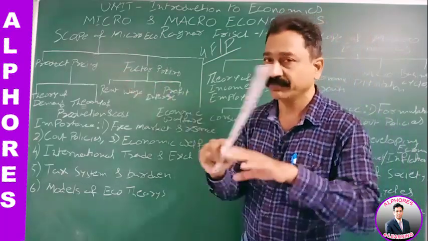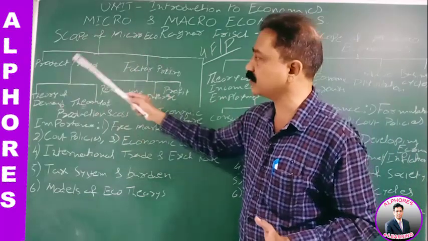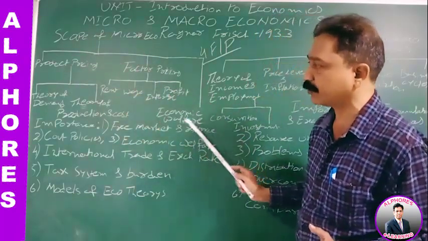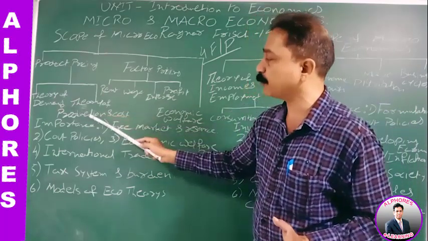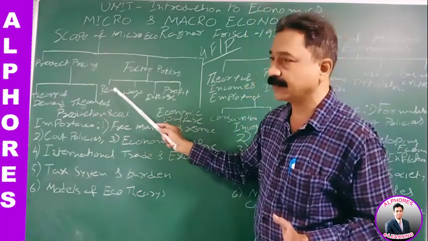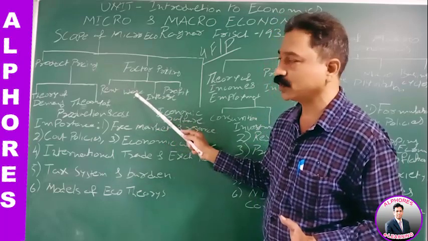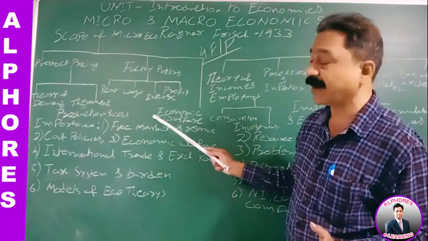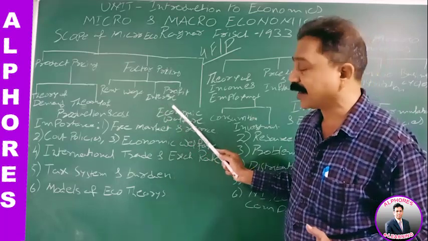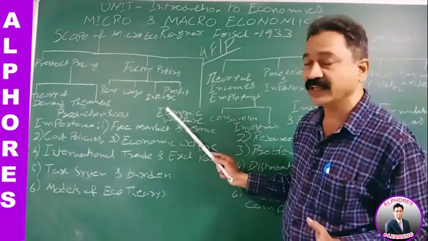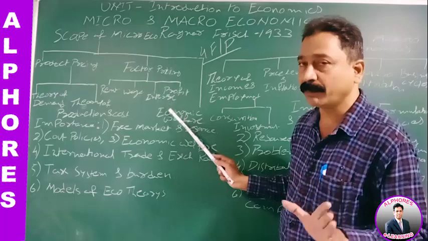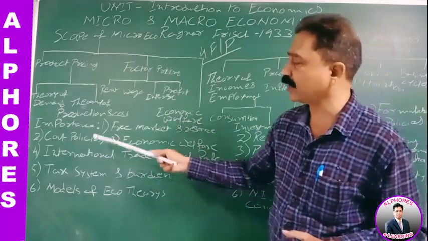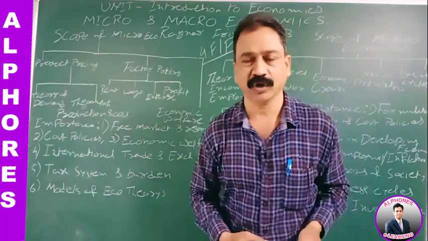The scope, the area which is covered under microeconomics, is product pricing, factor pricing, and theories of economic welfare. Theory of demand, theory of production and cost, and rent to land, wage to labor, interest to capital, profit to organizer, and how the government will take the activities so that each and every one will gain properly, that is economic welfare. Now we will see the importance of microeconomics.